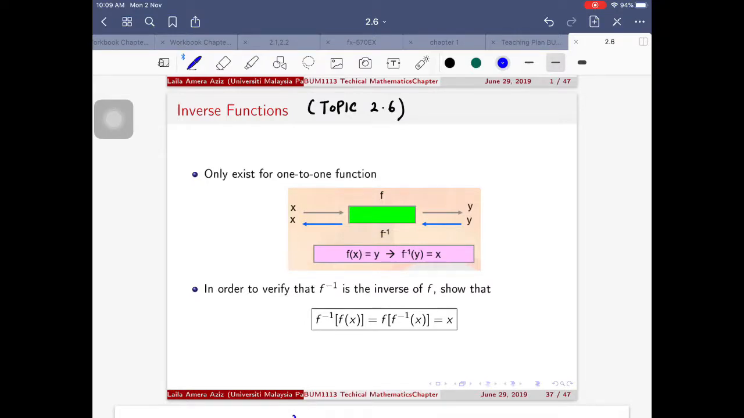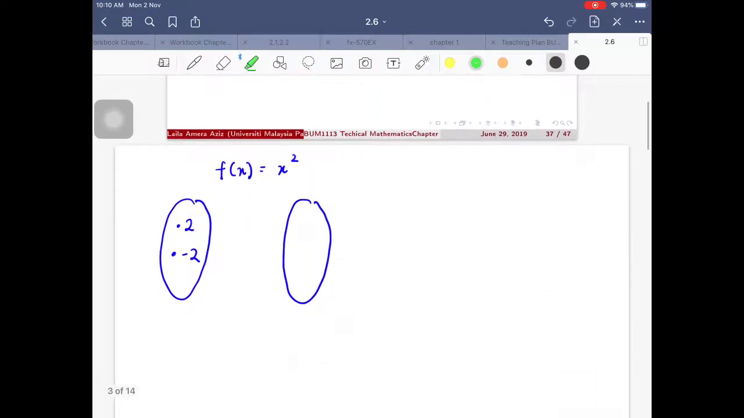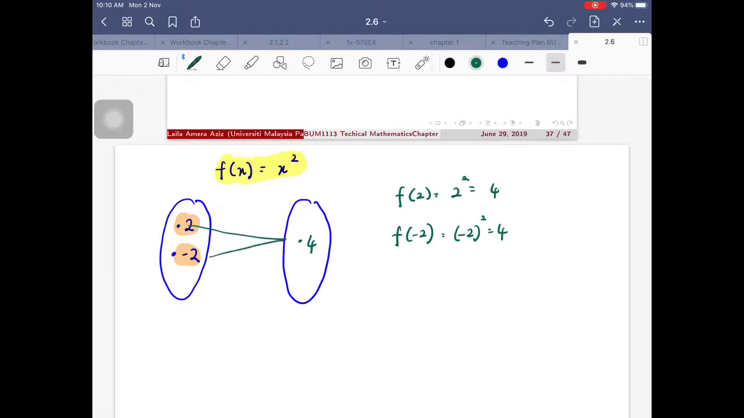The first characteristic of inverse function is that it can only exist for one-to-one function. If the function is not one-to-one, then automatically the inverse does not exist. For example, let's say I have a function f of x equal x squared. Let's say I have two domain values, 2 and -2. When I substitute into the function, f of 2 equals 2 squared, which equals 4. And f of -2 is -2 squared, which is also equal to 4. So these two numbers are mapped to the same value, which is 4.